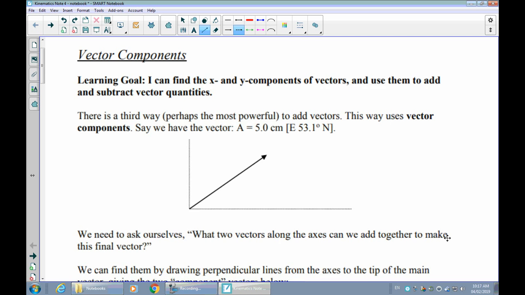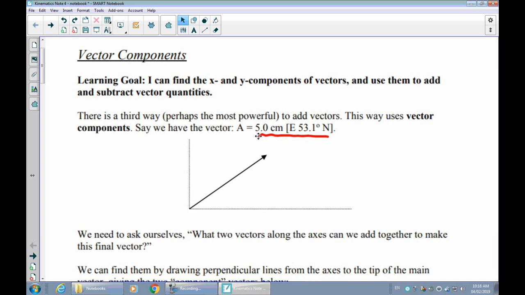What becomes the most challenging is when we've got a vector like we have here with vector A that's on an angle. So in this case, vector A is just 5 centimeters long, but it's on an angle to our direction axis. It's east 53.1 degrees north. And those are the kinds of vectors that are trickiest to add with other vectors. So we're going to use a component method to try and deal with it.